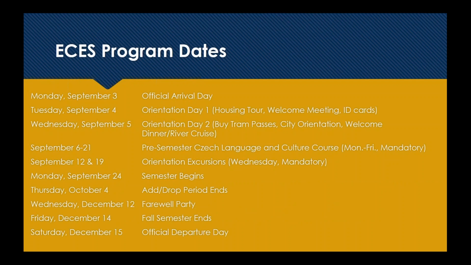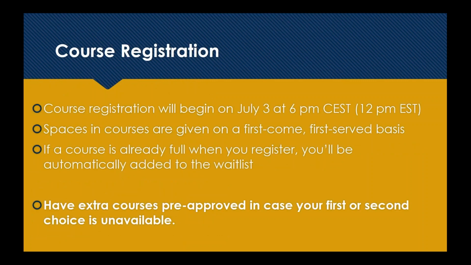So the program dates for the fall semester: you arrive on September 3rd, depart on December 15th. I'll go through everything in the middle during the webinar, but it's important that you know that you're expected to arrive for the program on September 3rd and you're expected to depart on December 15th, and I'll talk about that in a little bit. In terms of course registration, this is probably the biggest question that everybody has.